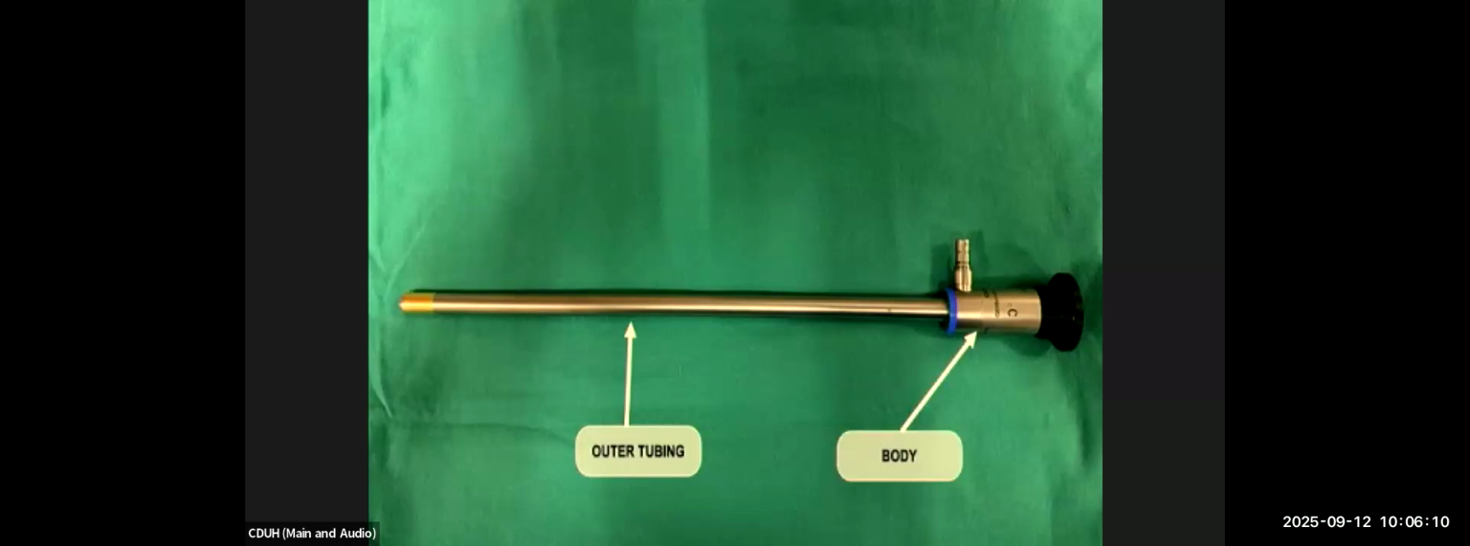Next, telescope. This is a normal telescope that we use every time we do laparoscopy surgery. So what are the components? This is the outer tubing. This is the body, and this is the light post, and lastly this is the eyepiece. Last time this is how it was made.